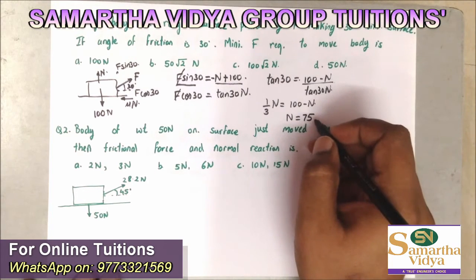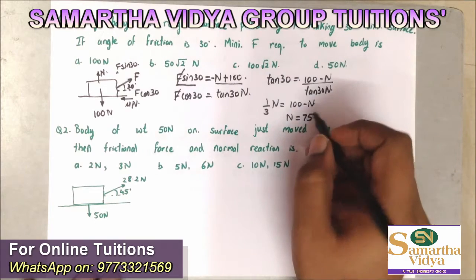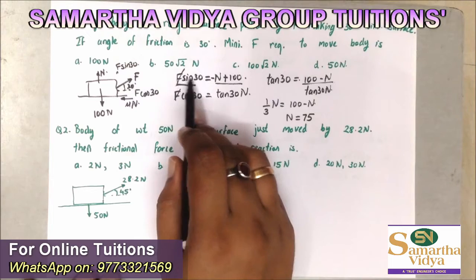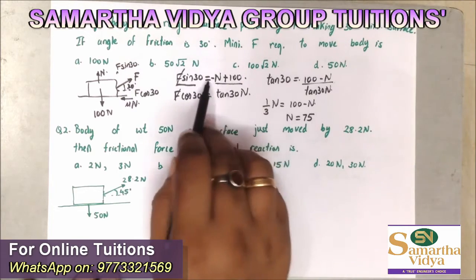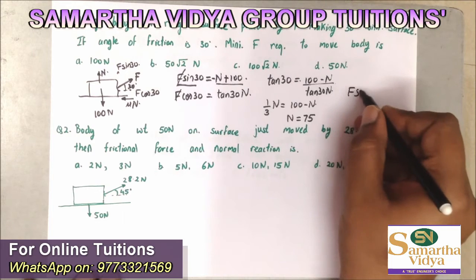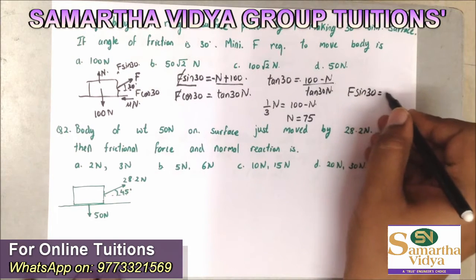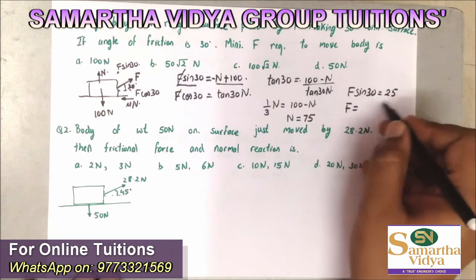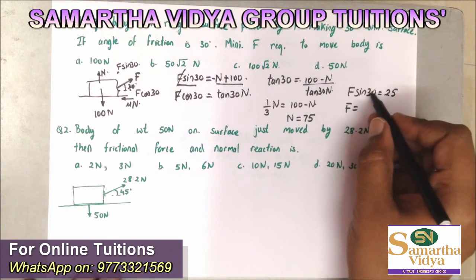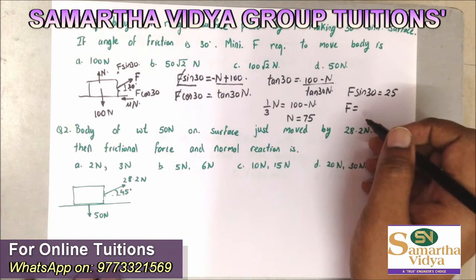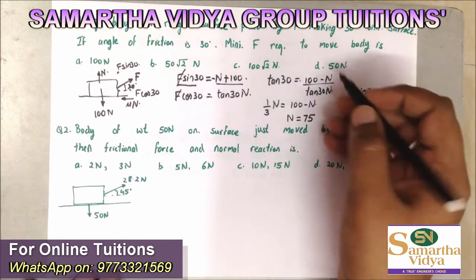Getting the value of 75, we can then substitute it inside this, and it's going to be F sin 30 is equal to minus 75 plus 100. So we get F sin 30 is equal to 25, and from that we get the F value. This goes to that side, we know sin 30 is nothing but half, so 25 into 2, which is 50. So that's your option D.